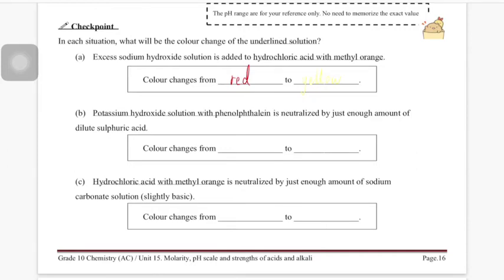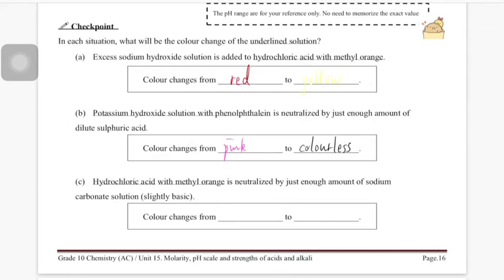Okay, part B, we have potassium hydroxide solution with phenolphthalein, and then we neutralize it by adding just enough dilute sulfuric acid. So at the beginning, we are adding phenolphthalein into an alkaline solution, so it will show a pink color. Then we add just enough amount to neutralize it. So at pH 7 for neutral solution, it would just show a colorless solution.